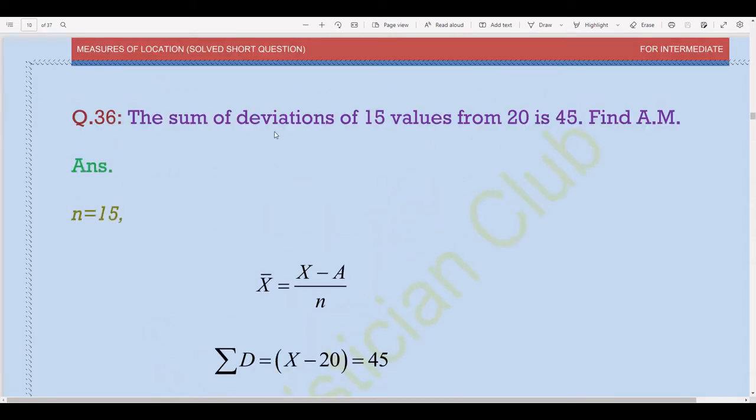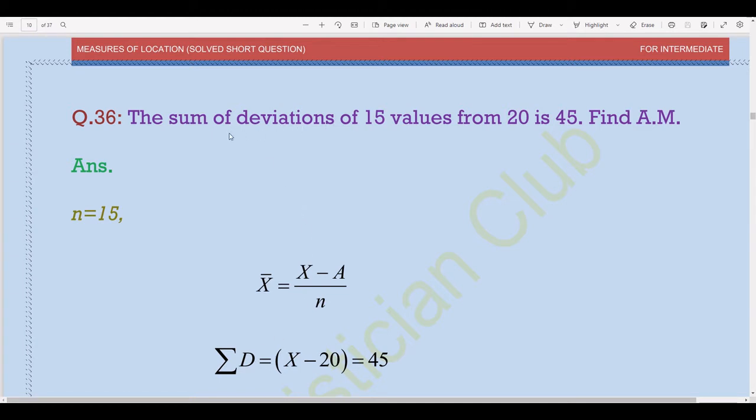So the word deviation means we can solve with the help of the short formula. When deviation appears, it means d appears, and you solve your question with the help of the short formula. When u appears in your question, it will be solved with the help of the coding method or class interval. This is a sign we solve the question with the coding method. So deviation is the sign we solve it with d.